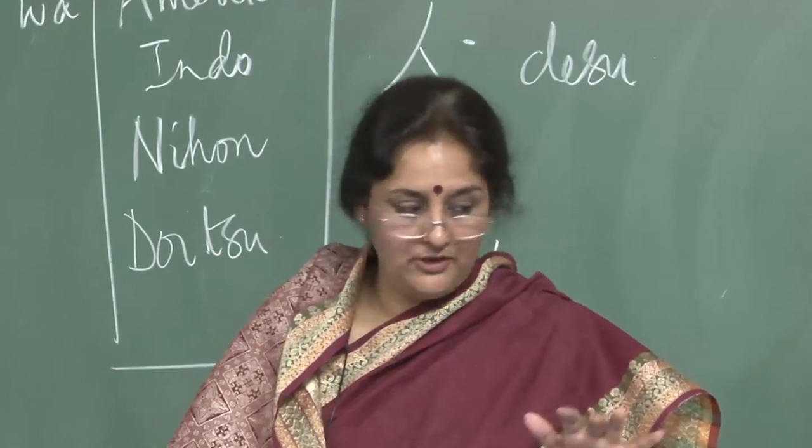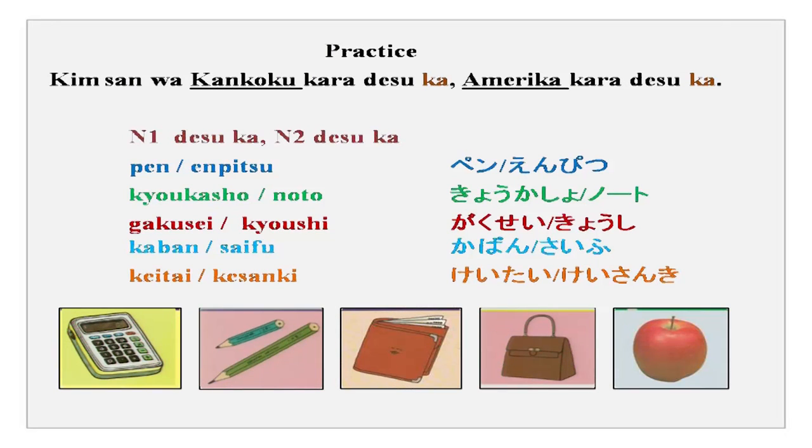Some pictures are there for you. You can point at the picture and ask, pen desu ka? Enpitsu desu ka? As I just told you, kyokasho desu ka, noto desu ka? You can also ask a person, gakusei desu ka, kyoshi desu ka? Kaban desu ka, saifu desu ka? Point at an object and you can ask, keitai desu ka, keisanki desu ka? Keisanki is a calculator. So you can point at anything and ask anyone anything you want in this pattern.